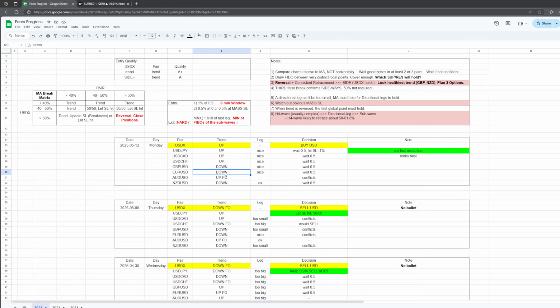So Euro USD trend is down, leg size is nice. Our decision is to wait for a 50% retracement.